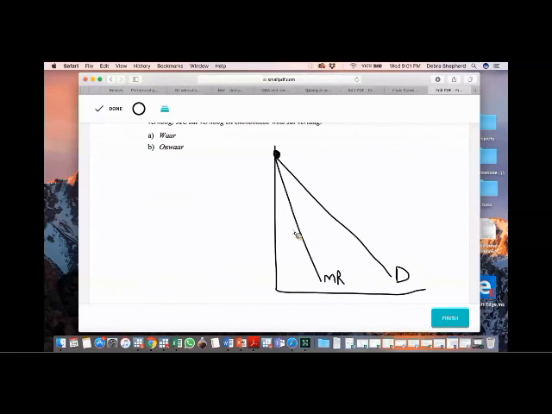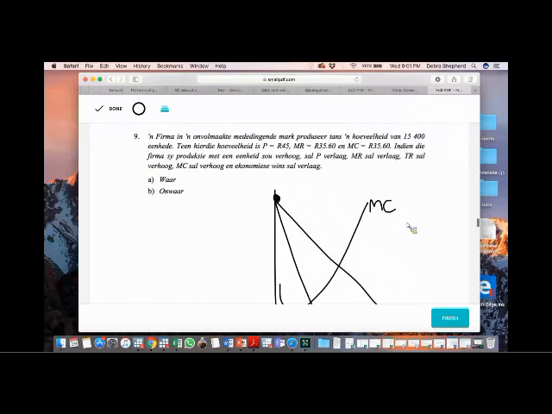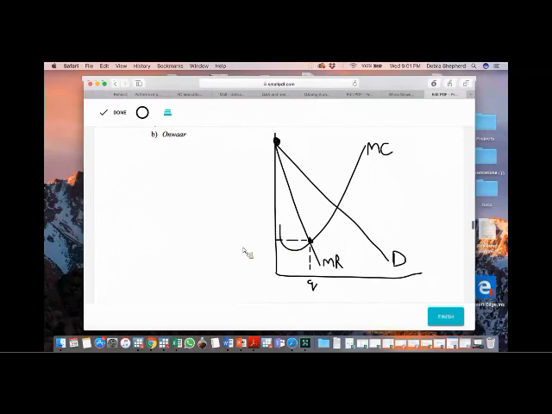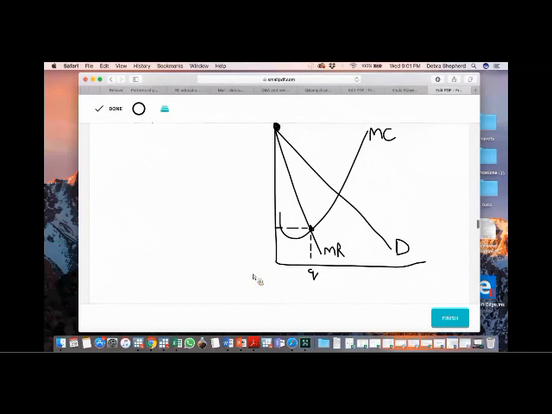So we have this marginal revenue and this demand curve, and then all firms have marginal cost curves that look like this. So what we know from the information above is that MR equals MC. So the firm is producing the quantity that maximizes profit, and MR equals MC at 35 Rand 60. So this value here is 35 Rand 60. Okay. Then they tell us that the price they charge is 45.